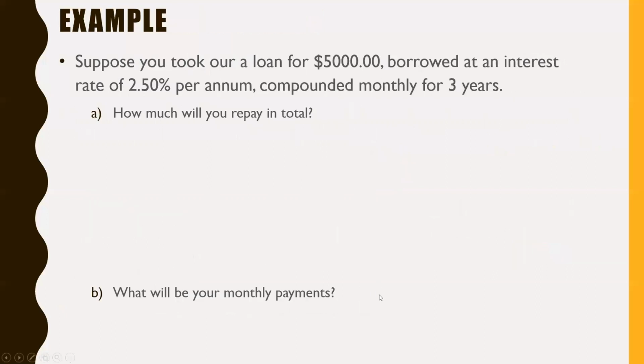We'll do a quick example here. Let's suppose you took out a loan for $5,000, borrowed at an interest rate of 2.50% per annum. That basically means per year, compounded monthly for 3 years. How much will you repay in total?